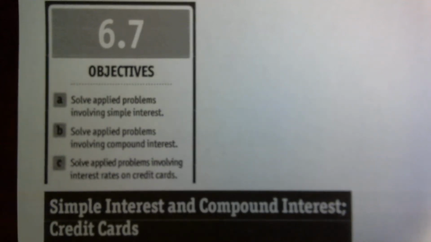In section 6.7, we study 3 topics: simple interest, compound interest, and credit cards. Simple interest is very simple to explain. As the name implies, here's the definition of simple interest.